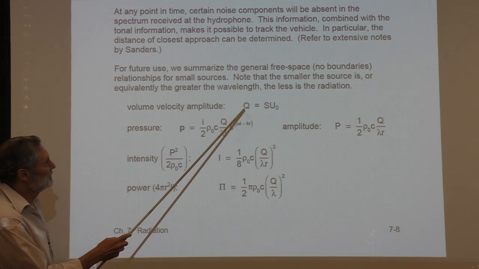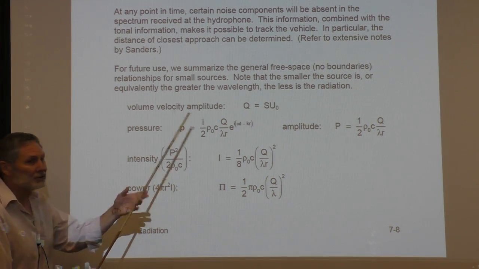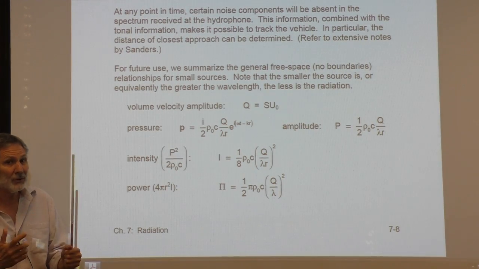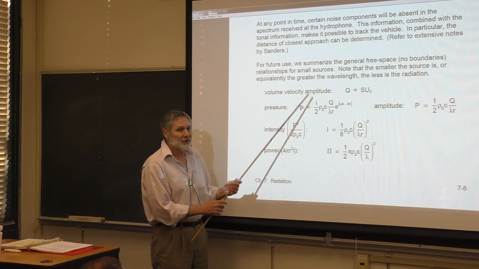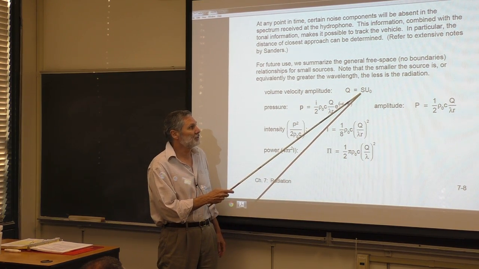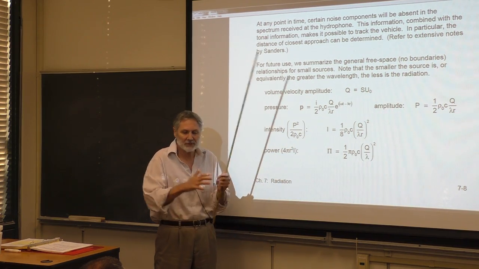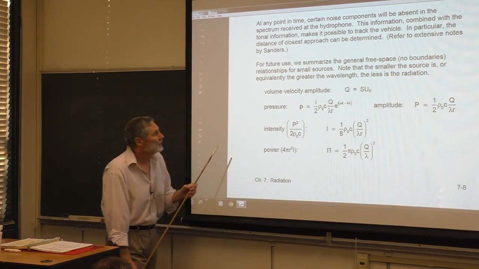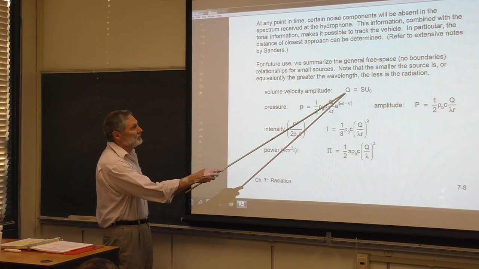All that's important here is the velocity amplitude. So this holds not just for a pulsating sphere, but any small source, right? And the important drive parameter is the volume velocity. It's simply the moving surface area times the peak velocity of the surface. That's the so-called source strength.